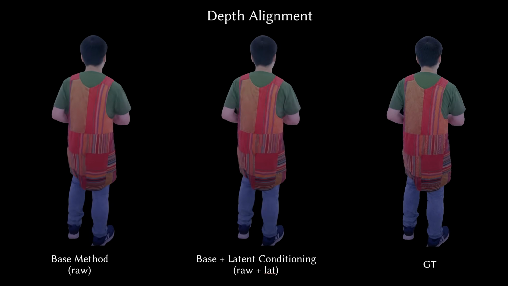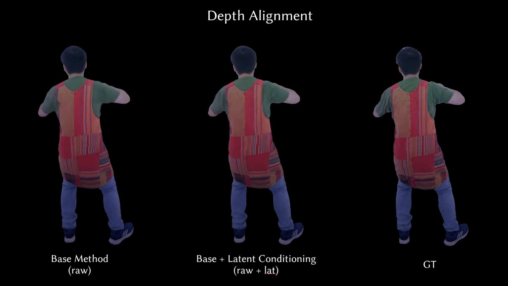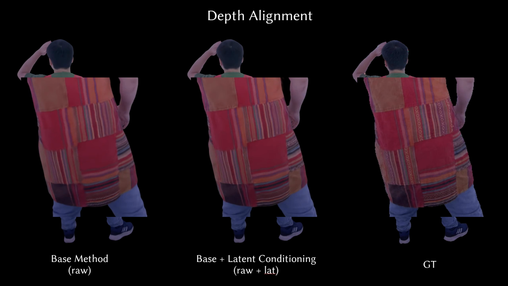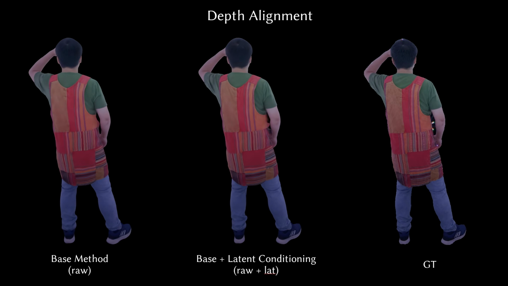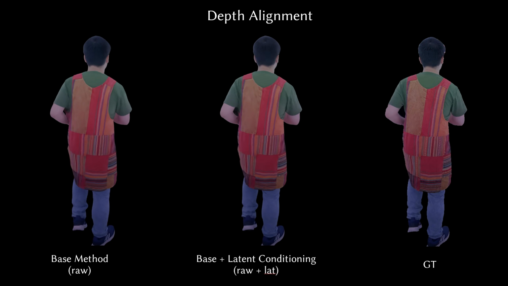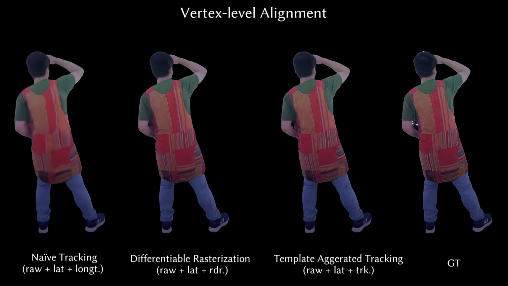For depth alignment, the baseline method produces noticeably blurred results, as it fails to account for the stochastic dynamics of clothing that cannot be modeled solely through skeletal motion. By introducing latent conditioning, the results improve quantitatively, however, fine details remain missing due to the lack of explicit surface correspondence supervision. Therefore, we address the correspondence supervision with vertex-level alignment.